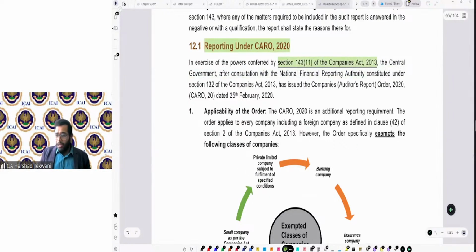Having said that, the order CARO 2020 has some exemptions in place. So it is not applicable to all the companies. It is applicable to a class of companies, and we need to understand what these classes of companies are to whom it is applicable. So I'll provide a quick thing to remember, which will help you remember which are the exemptions in this scenario.